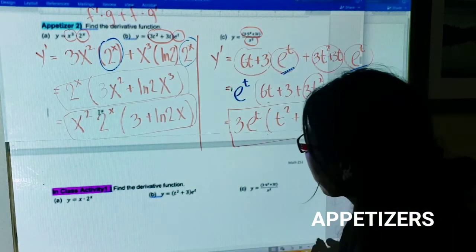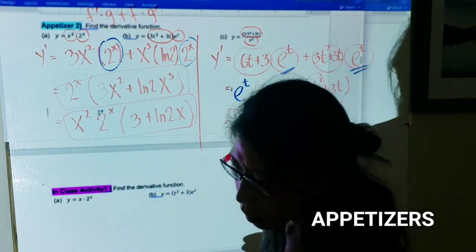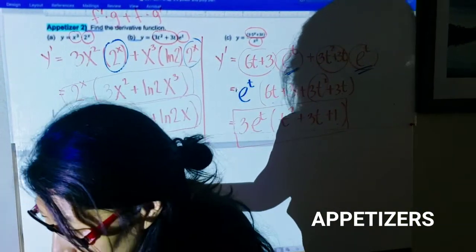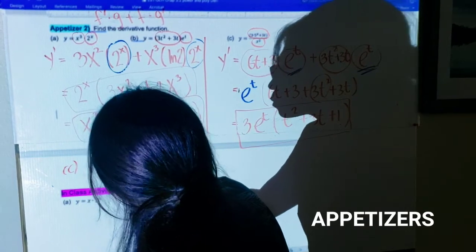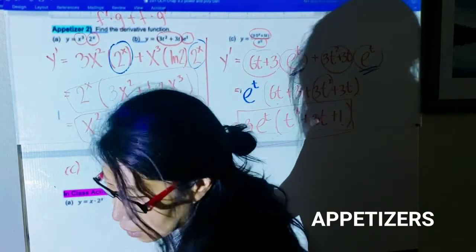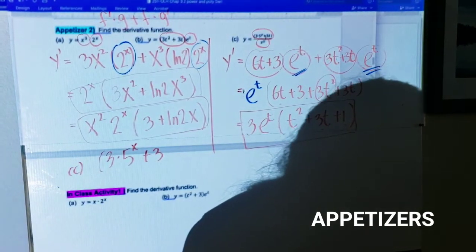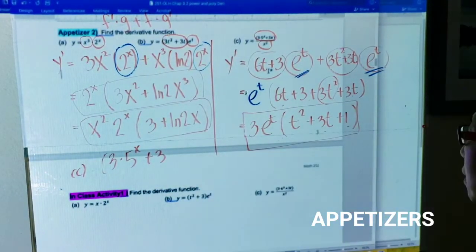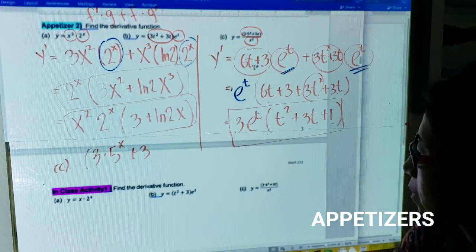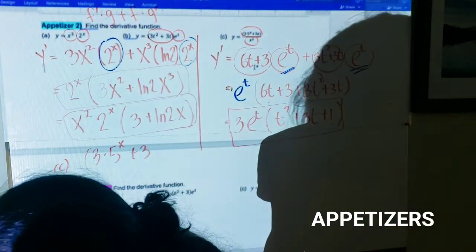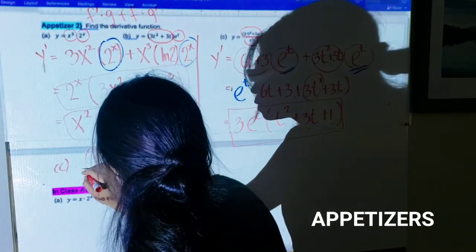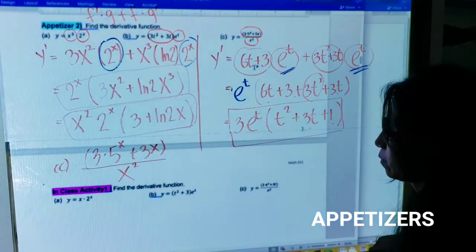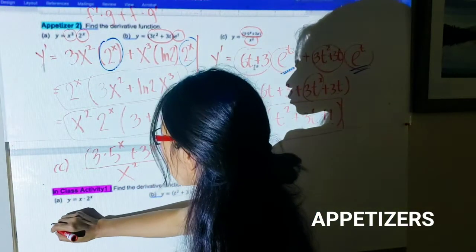And there's one more, C. Let me see if I can squeeze here. So C, and the question is 3 times 5 to the x plus 3t. I will squeeze here with your space.